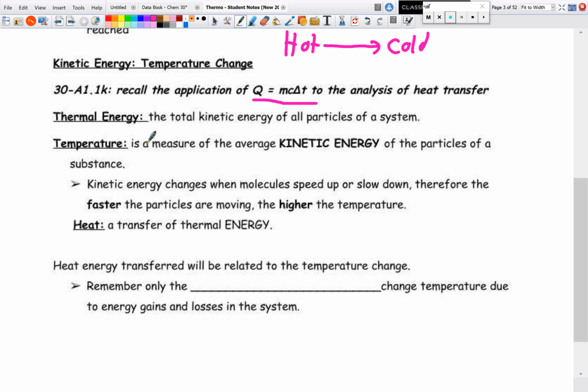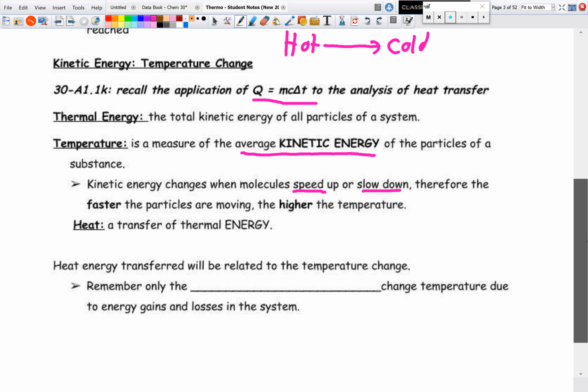We refer to thermal energy as the total kinetic energy of all the particles in a system, whereas the temperature is just the average kinetic energy of the particles of a substance. So basically, a thermometer just averages or finds the speed of the particles that are there. The kinetic energy changes when molecules either speed up or slow down. Therefore, the faster particles move, the higher the temperature.